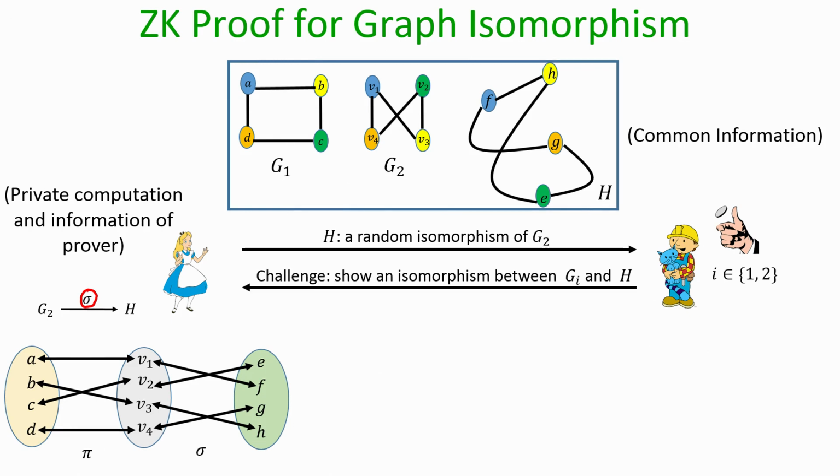Now, once Bob throws the challenge, Alice has to respond, and the response will be different depending upon whether i is equal to 1 or whether i is equal to 2. Namely, if the challenge is i equal to 2, that means Alice is challenged to show the isomorphism between G2 and H, then she can simply supply the bijection sigma which she has used to compute H from the graph G2. So, that will be her response. I am denoting the response by rho here. So, rho will be nothing but the mapping sigma if i is equal to 2.